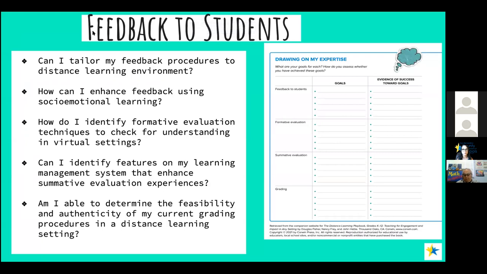And feedback to students, which is very important. So after doing all these lessons, what you're asking yourself when you're thinking about feedback is: can I tailor my feedback procedures to the distance learning environment, which you already have in place? How can I enhance feedback using social emotional learning? How do I identify formative evaluation techniques to check for understanding in virtual settings? Can I identify features on my learning management system that enhance summative evaluation experiences? Am I able to determine the feasibility and authenticity of my current grading procedures in distance learning? So again, you have that worksheet there in your drive as well.